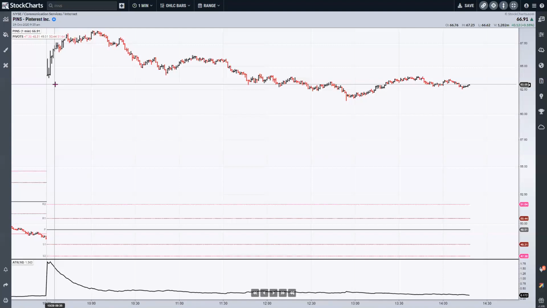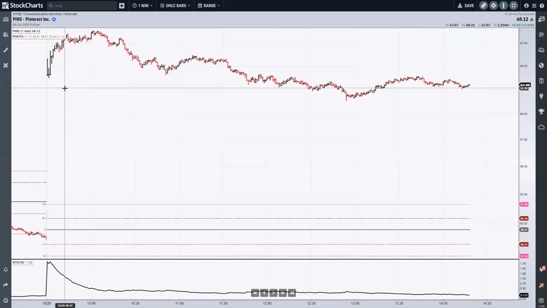So we'd want to see 2 consecutive closes over 67.25. This bar we get, no, here we get 67.68. That's interesting. Second bar 67.88.